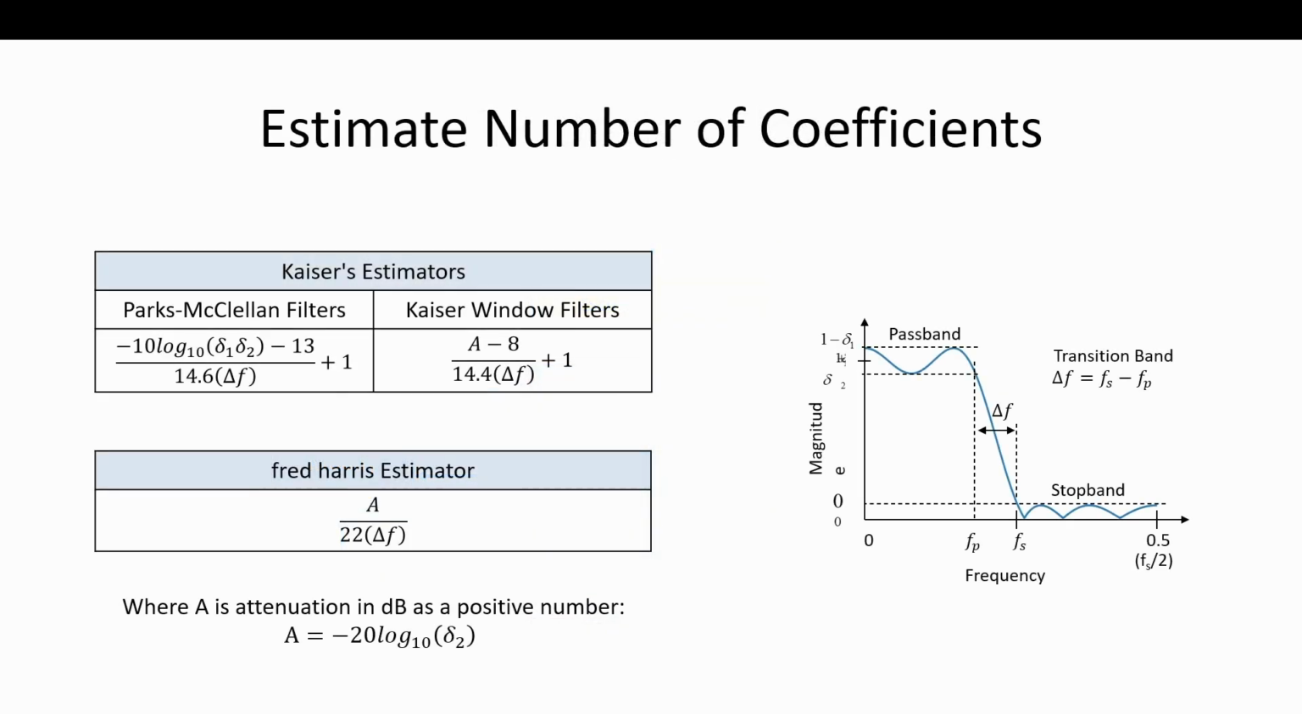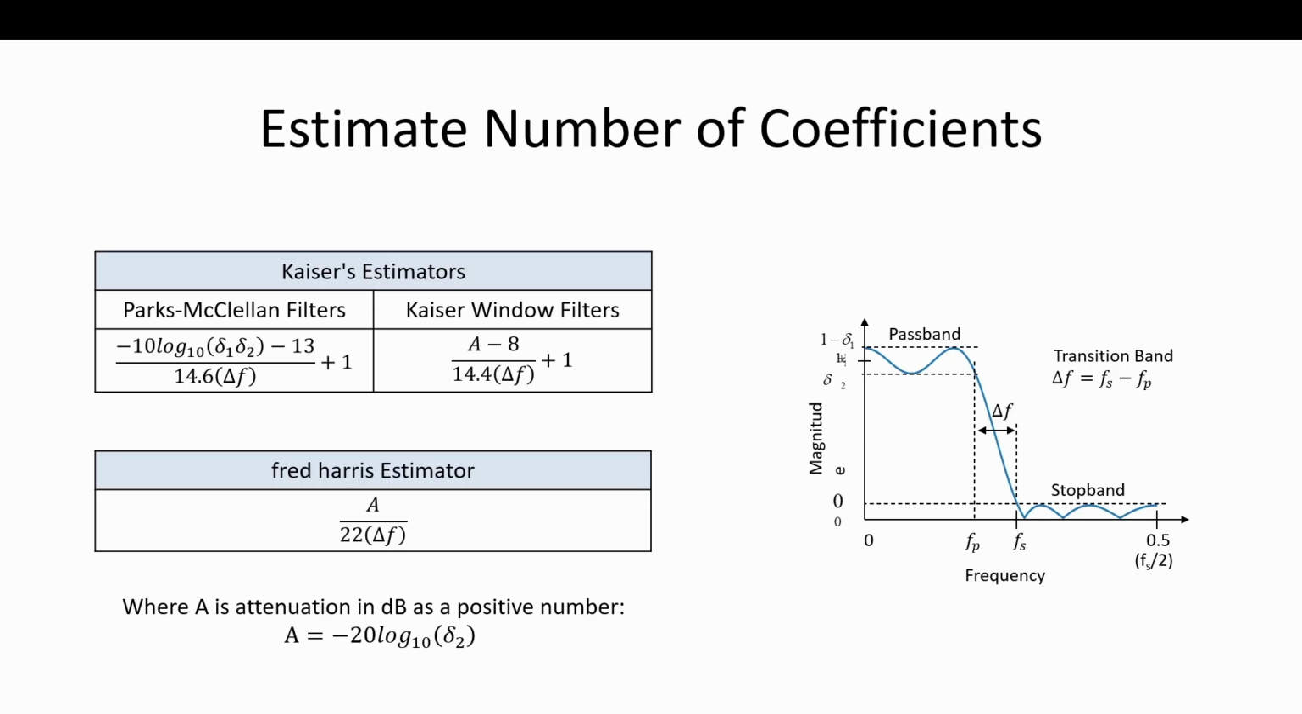These are my favorite ones. My favorite one is Fred Harris. He's my favorite for a lot of things, but his estimate, because it's so simple, says A, the attenuation in dB, divided by 22, divided by that delta F. That delta F is the transition band that we talked about, right? And then these other estimators, you can try them out.